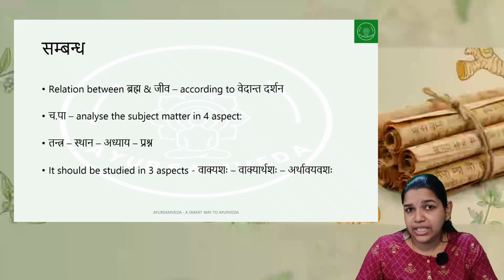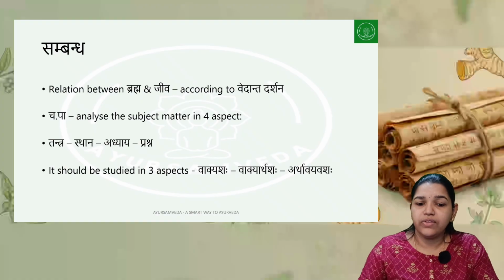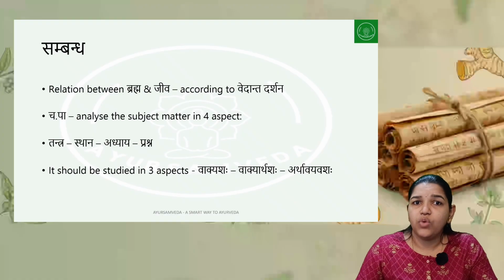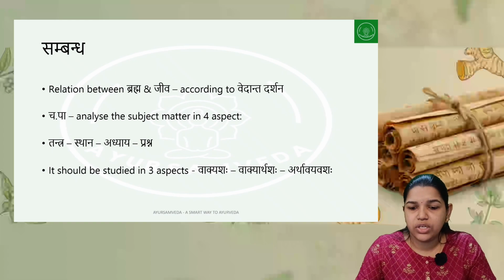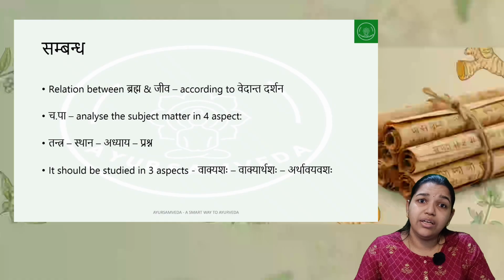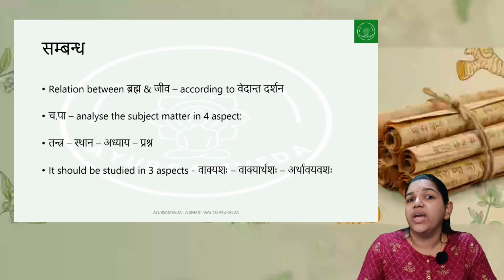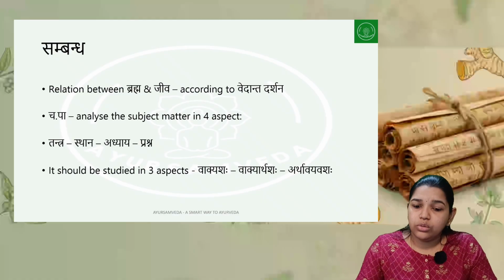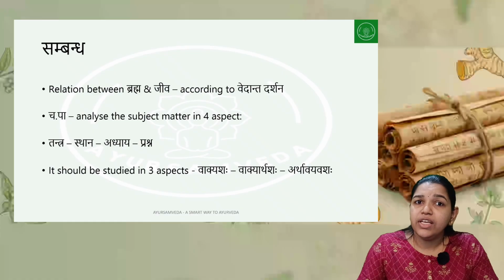How we have to study and analyze these topics is explained in three aspects, that is Vakyasha, Vakyarthasha, and Arthavayavasha. Vakyasha means we have to see the Vakyas, what is being explained in the Samhitas, as such. Vakyarthasha means we go somewhat deeper, like the commentaries, all such things we have to understand. Arthavayavasha is that we have to think about something explained in the Samhitas, analyze it, and interpret it in our own way.